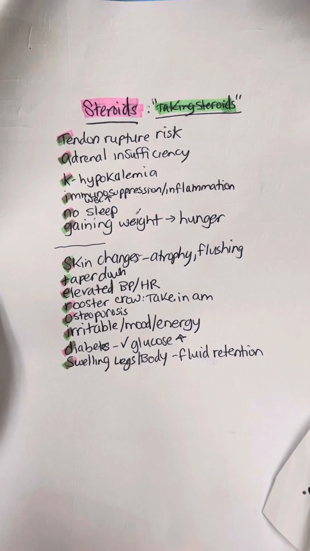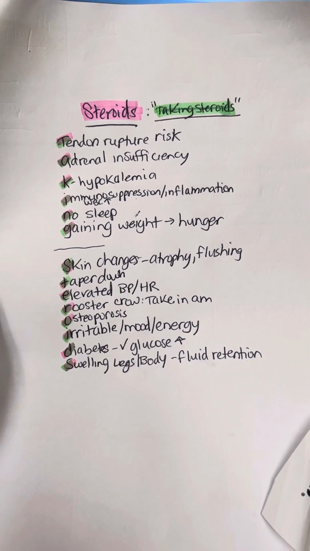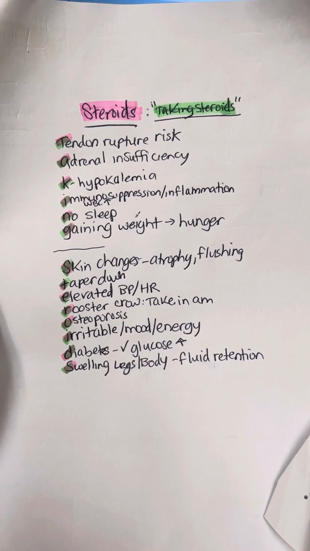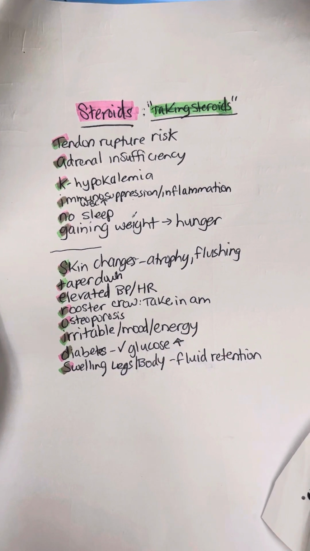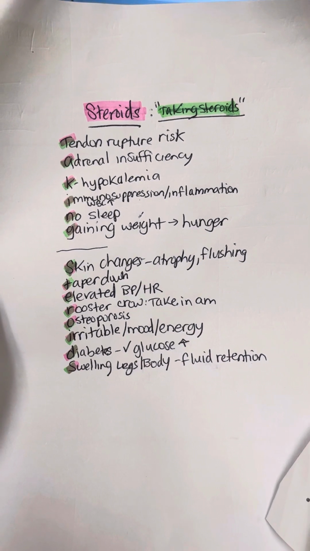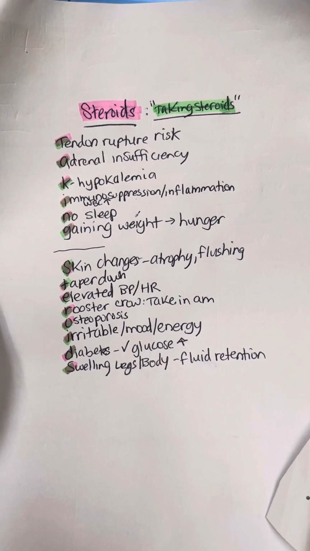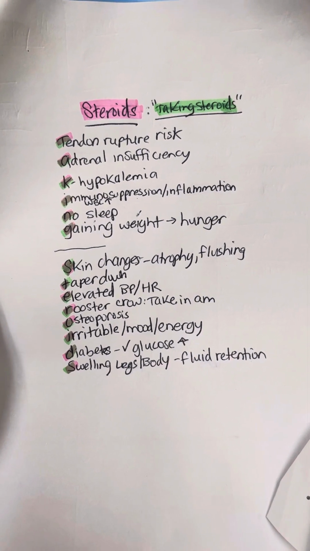A for adrenal insufficiency. Steroids mimic basically the natural hormone that's made, cortisol, in the body. And so when you take steroids, it kind of takes over for the cortisol for a bit. K. K is the symbol for potassium. And when you take steroids, especially ongoing, it can decrease your potassium.